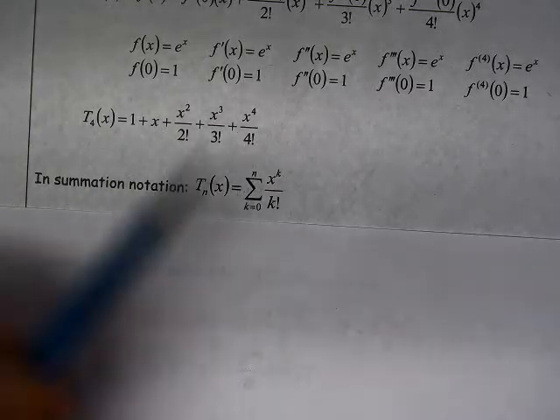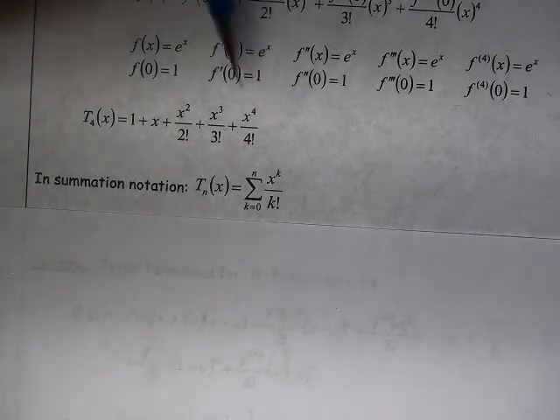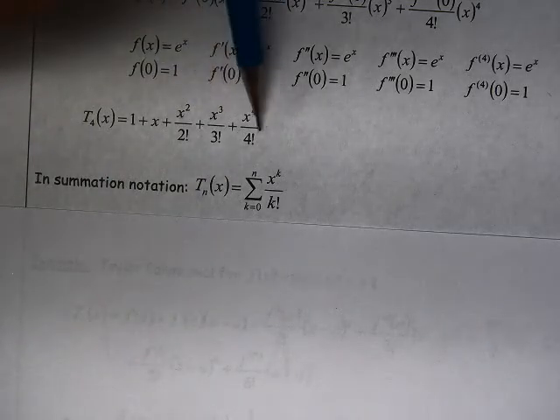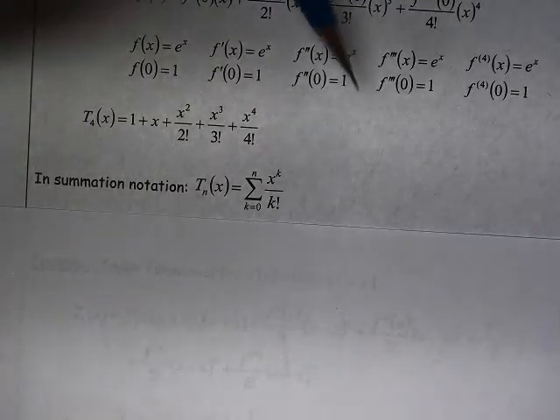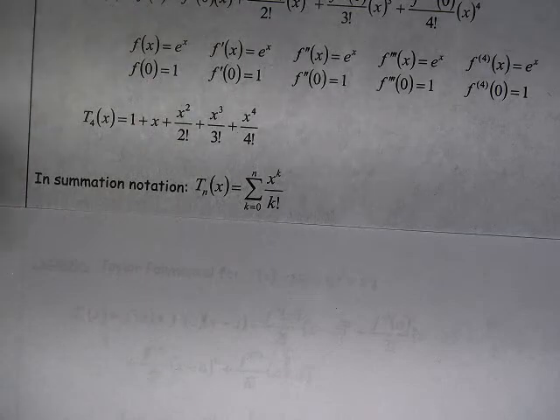And we can go to any degree. So if I wanted the fifth degree Taylor polynomial, it would be this plus x to the fifth over 5 factorial. Sixth degree would be that plus x to the sixth over 6 factorial, and so on.